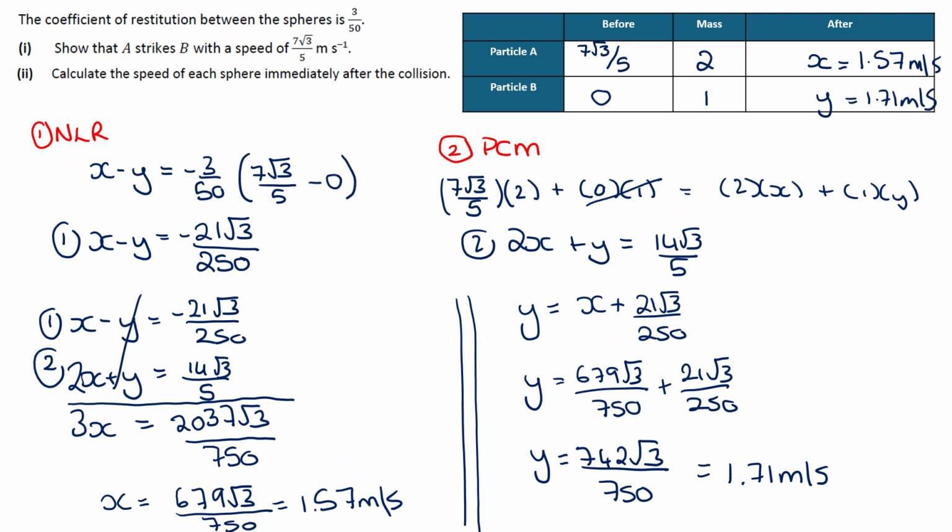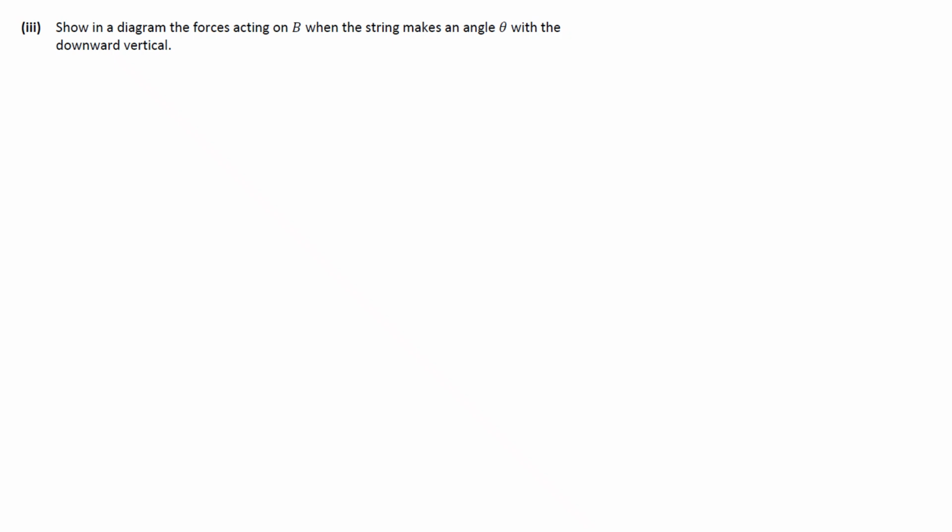Do note that they've said speed. Now, both of ours are positive, so it's not an issue, but that's something to watch out for in other questions. So part 3, show in a diagram the forces acting on B when the string makes an angle of theta with the downward vertical.